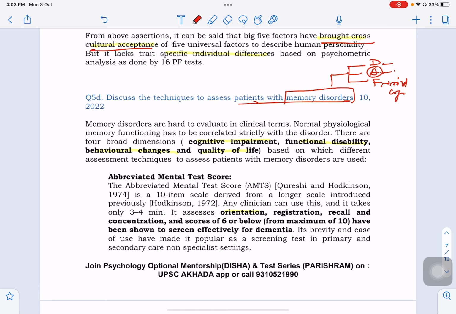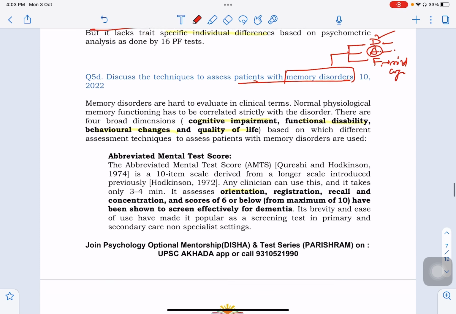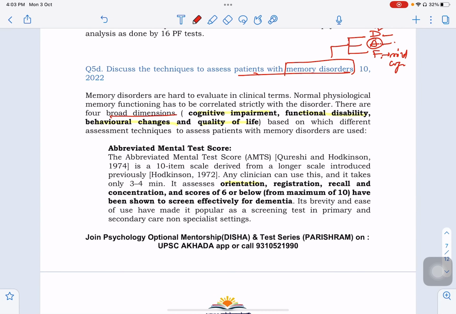So if you talk about amnesia, amnesia is basically retrograde or anterograde, might be some accident issue. So we use techniques like fMRI or PET scans to diagnose कि brain के किस part में injury हुई है. That's why the amnesia happened. For dementia, there are various aspects which are discussed here. So there are four broader dimensions in which the memory disorders are assessed. One is cognitive impairment, which I talked about with amnesia. One is functional disability, one is behavioral changes, and the last one is quality of life.